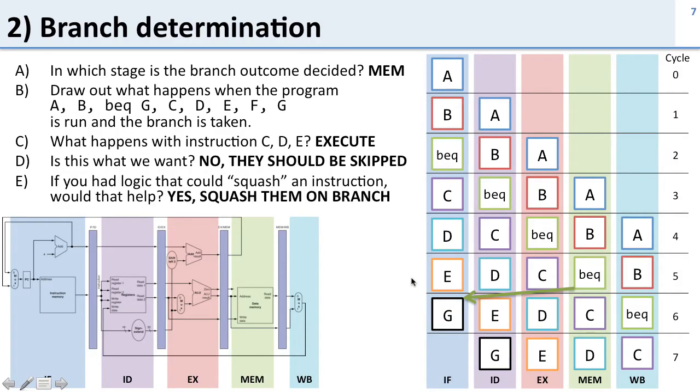So how could we fix this? If we had logic that could squash them, this would help. So we could say, hey, we did a branch, and the branch wasn't where we expected to go, so let's go ahead and kill these instructions. And if we could do that, now we're going to execute the correct instructions.